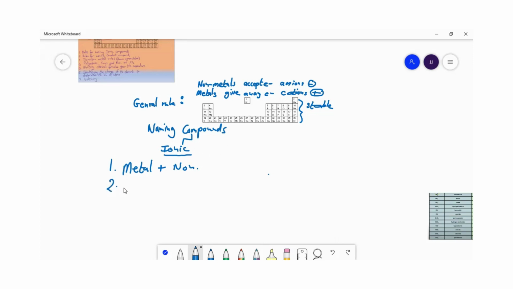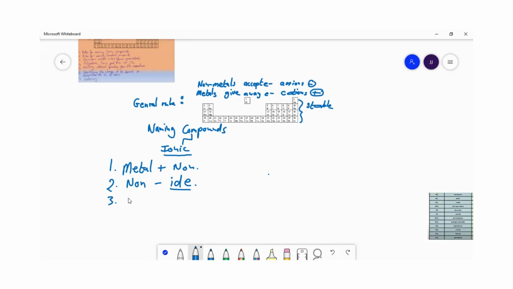Second rule for ionic compounds is the non-metal gets an ending of IDE. We'll have a look at some examples after we've gone through all of the rules for our naming of ionic compounds.